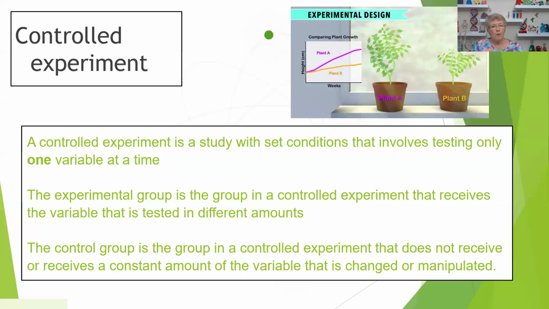In a controlled experiment, we also have what we call an experimental group and a control group. So don't let that word control confuse you. We use the same word for the experiment and for the variables in the experiment. The experimental group's the one you experiment on.